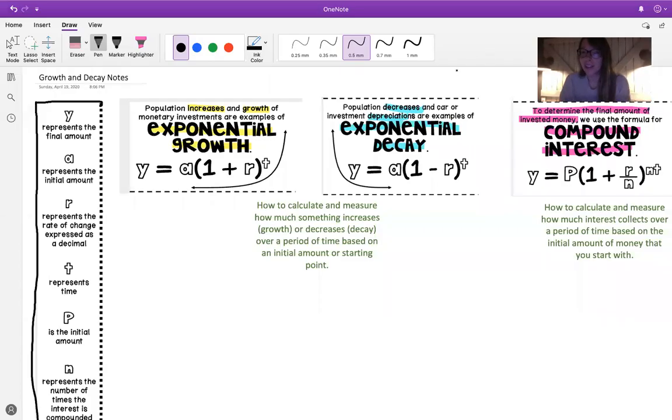Hey guys, all right, so this is the last section of this unit that we're going to be doing. It kind of ties in all of the exponent rules. And so now you're going to see exponent rules tied into real world situations.